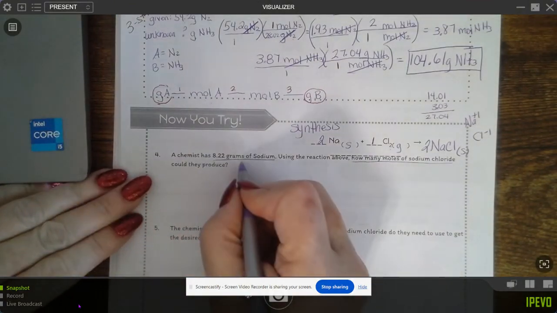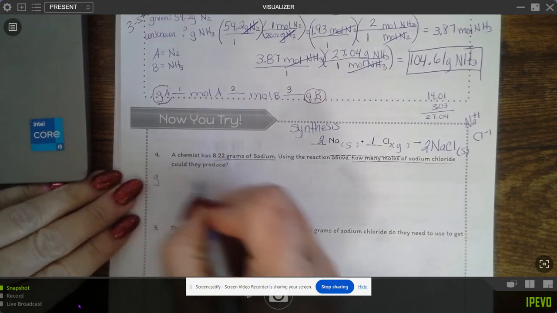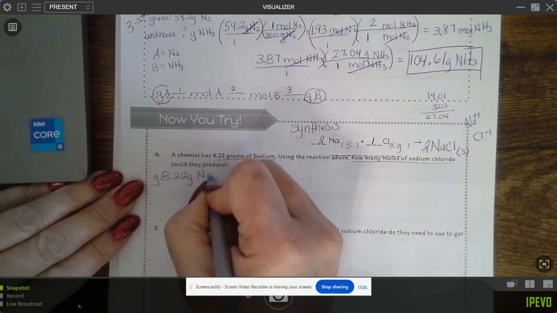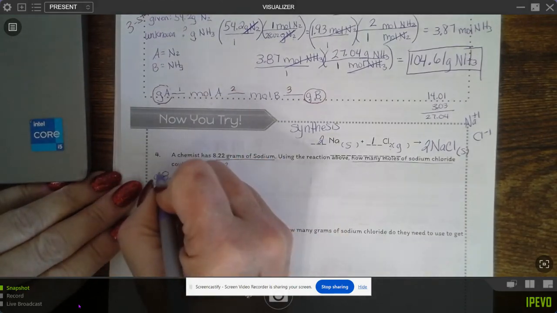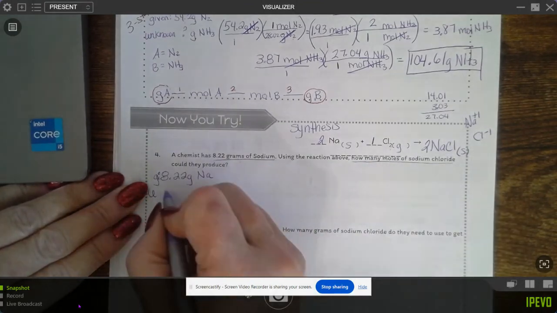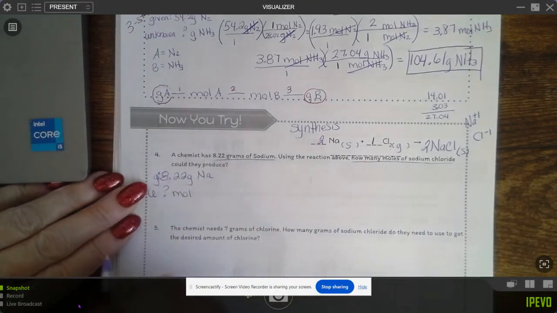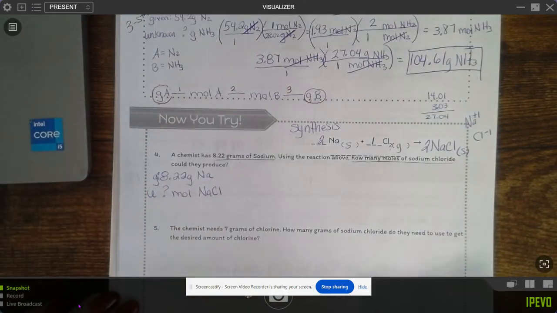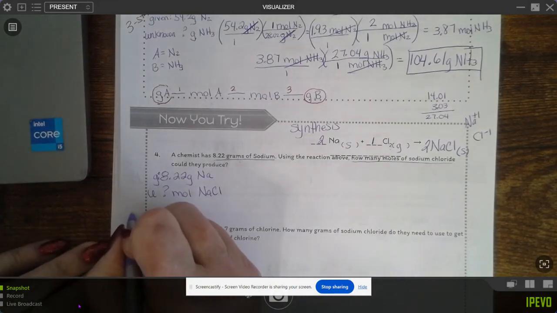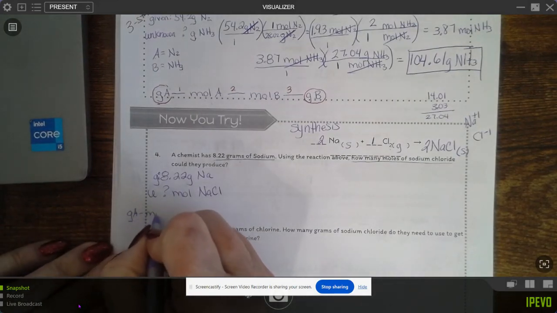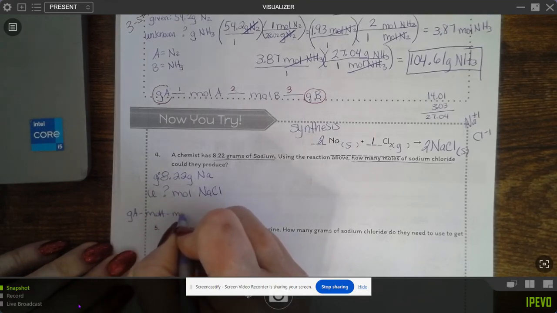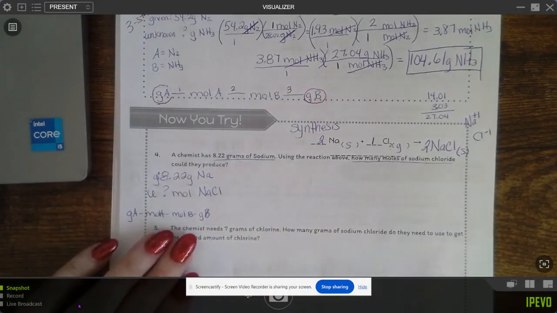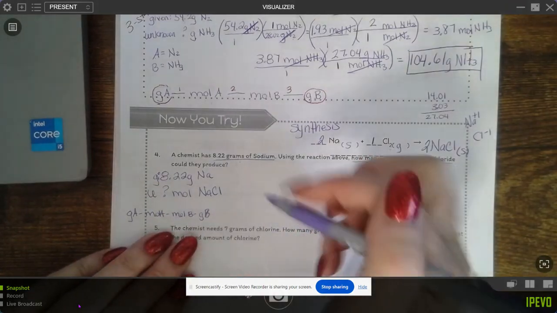And we're going to set this up. We are given 8.22 grams of sodium, and we're looking for unknown moles of sodium chloride, NaCl. I'm going to write my mole map right here really small: grams of A, moles of A, moles of B, grams of B.